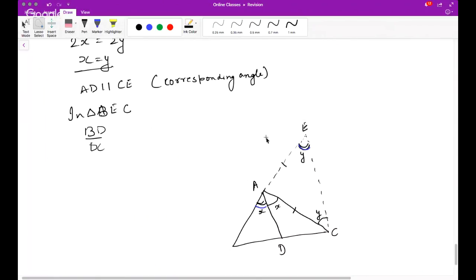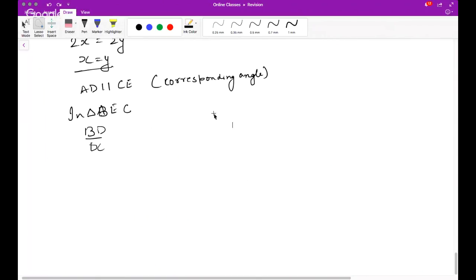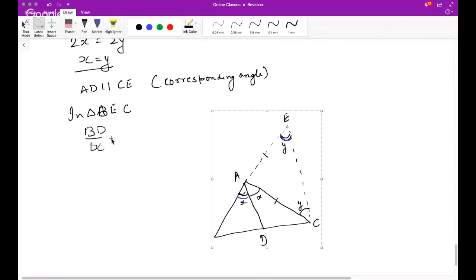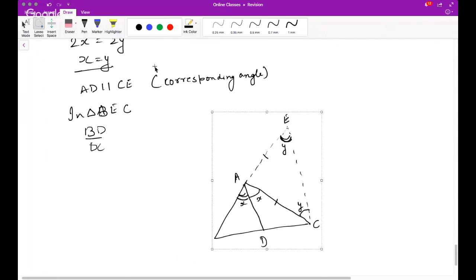Now if you see, I'll paste it here. Yeah, so if you see BD by DC, this is B. So BD upon DC is equal to BA upon AE, and this is because of the basic proportionality theorem. Why? Because AD is parallel to EC.